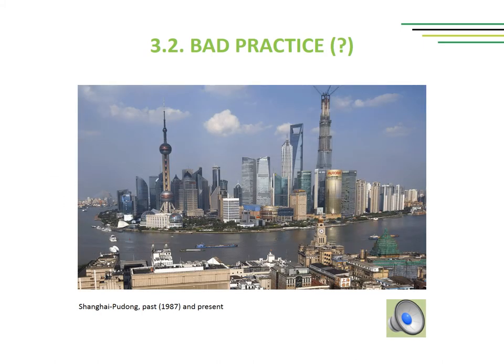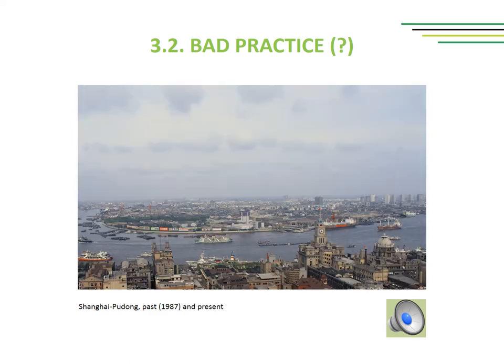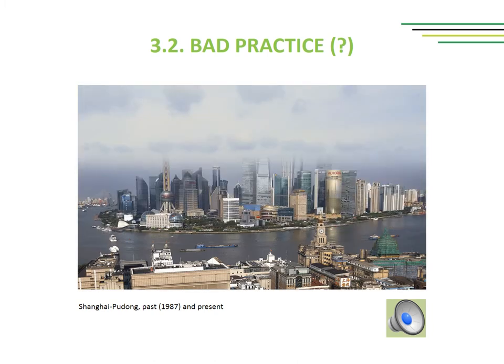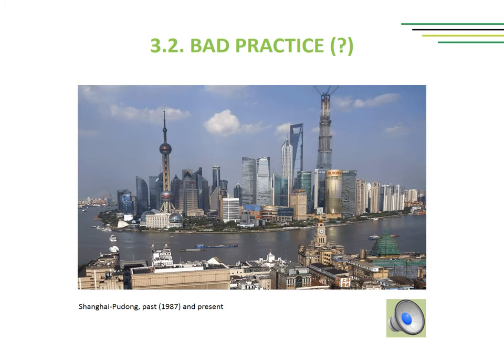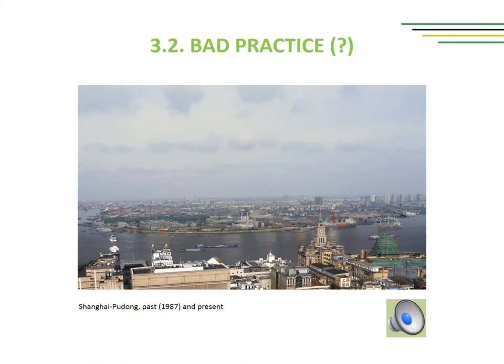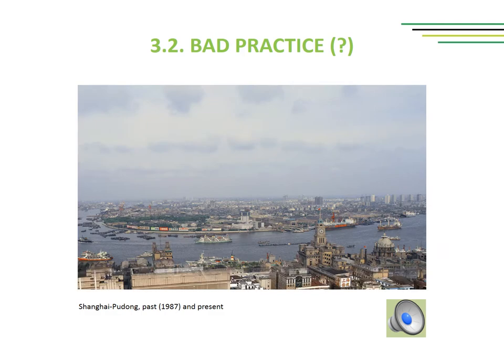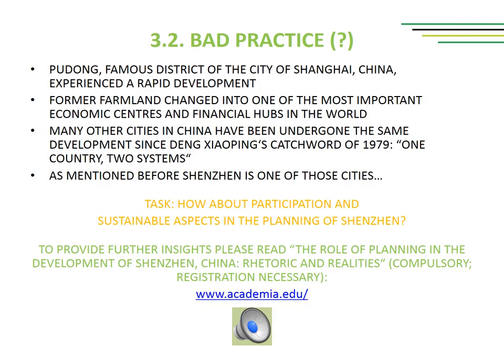Take a look at this animation. Pudong, famous district of the city of Shanghai, China, experienced rapid development. Former farmland changed into one of the most important economic centers and financial hubs in the world. Many other cities in China have undergone the same development since Deng Xiaoping's catchword of 1979, "One country, two systems."